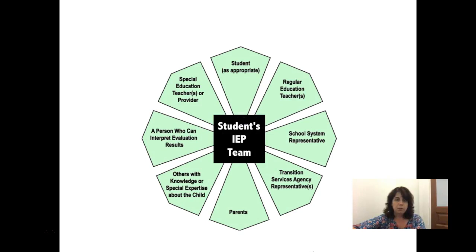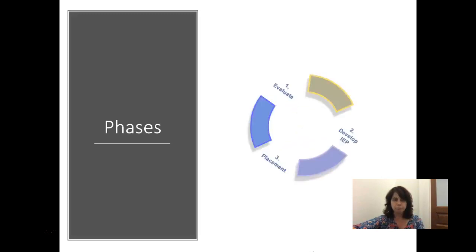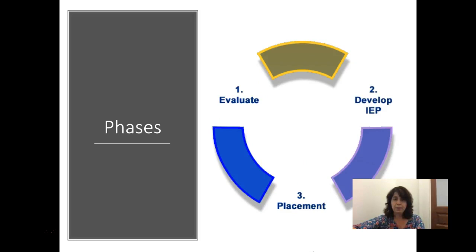Here's the student's IEP team. There's all those different team members that are working with the student to determine how to best proceed and how to develop that IEP. We talked about some of the different parts of the IEP earlier in this lecture, and those are the team members that are going to help us get there. First, we're going to evaluate, then we're going to develop that IEP, and then we're going to figure out placement after that.